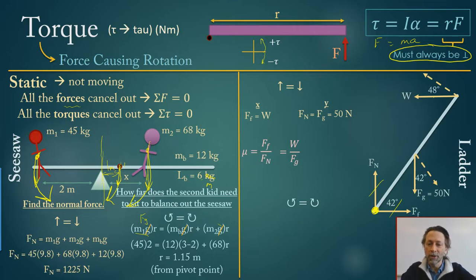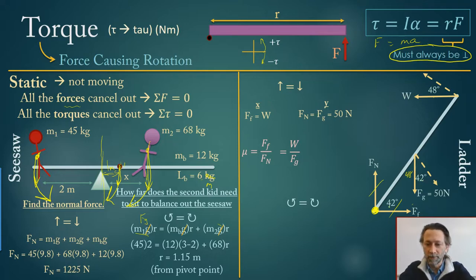Okay, so angle-wise, let's think through this. If this and this create a right angle down here, and this is 42, then doesn't this angle have to be 48? Which means if this and this create a right angle and this is 48, doesn't that have to be 42? And that's how I got that angle.